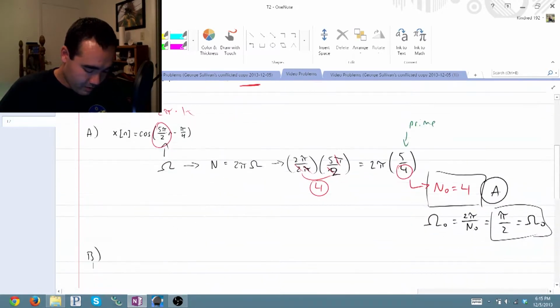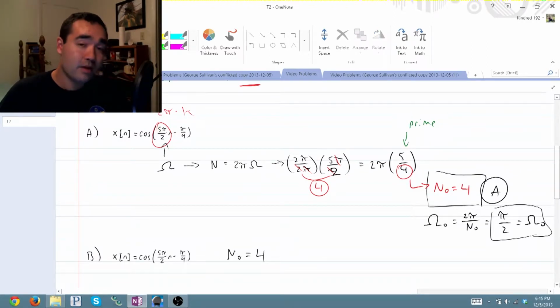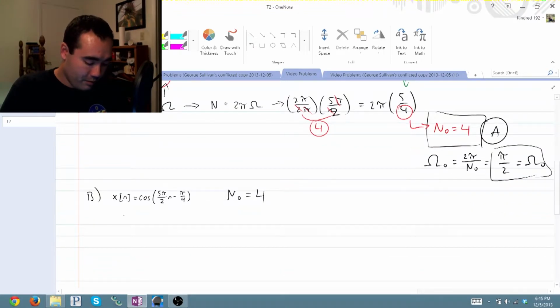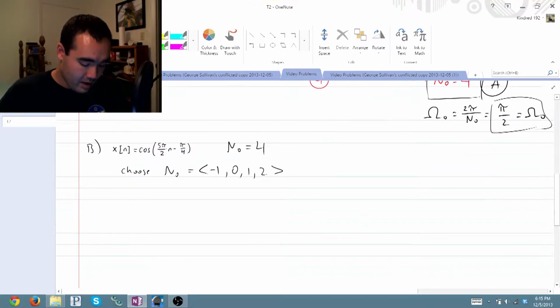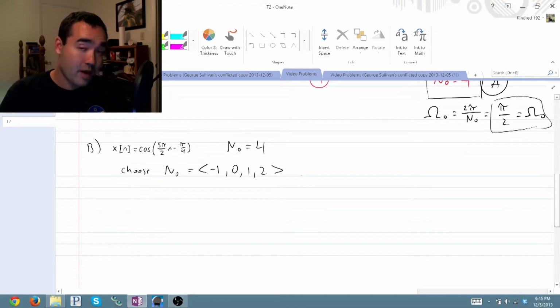So we want to be able to sketch this. The first thing we'll do, we know that our fundamental period is equal to 4. So we'll choose 4 values of n that are consecutive, and we'll just plug these in for n.